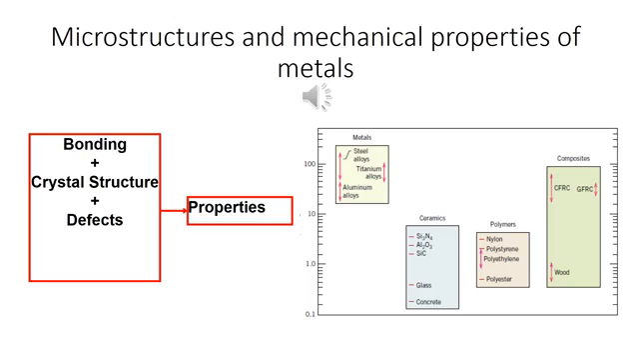We are going to cover microstructures and mechanical properties of metals. We'll focus on the bonding, crystal structure, and defects. The reason we are focusing on these is because they affect the properties of our structures. The structures that we are going to look at are metals, ceramics, polymers, composites, and advanced materials. Under advanced materials, we have things like semiconductors, biomaterials, and nanomaterials.